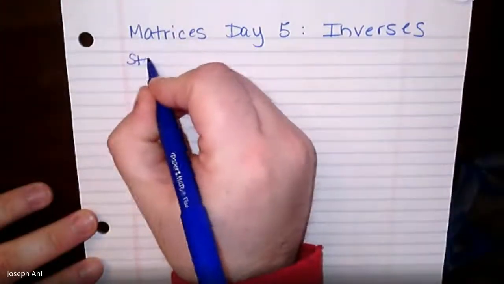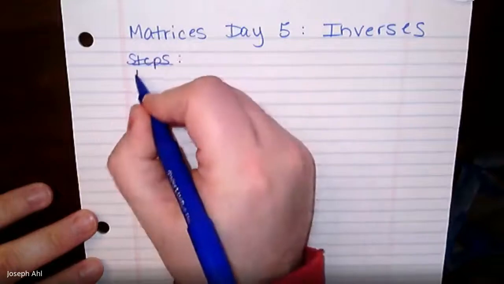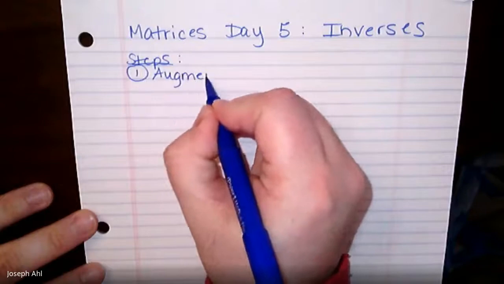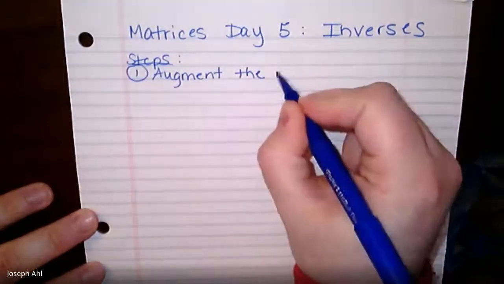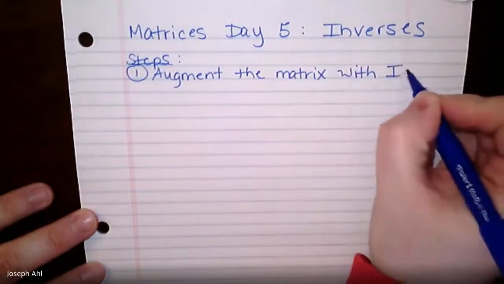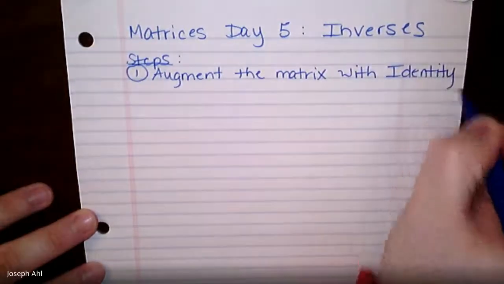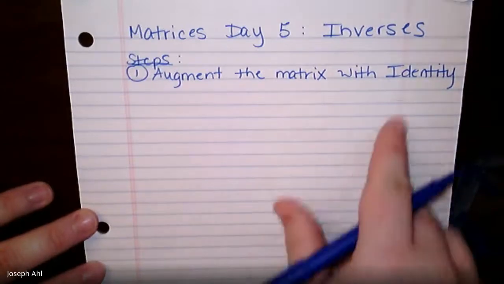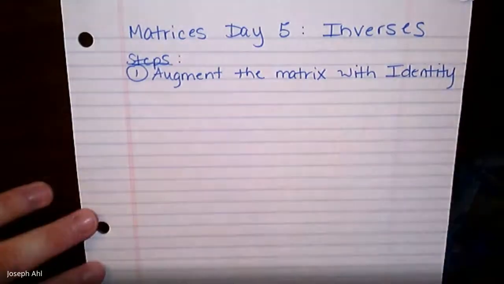All right, so the steps for finding inverse matrices. Step 1, you're going to augment the matrix with the identity matrix. We've created what's called augmented matrices with the systems that you turned into me yesterday. So augmenting a matrix is just creating a matrix that has the coefficients from those equations. What we're going to do now is take some coefficients and put them next to the identity matrix.